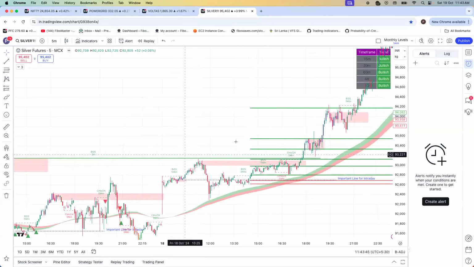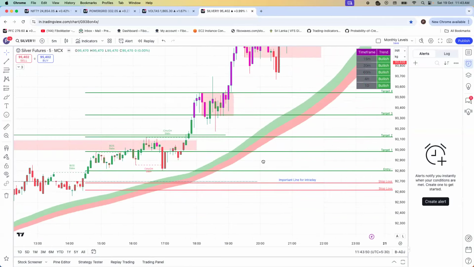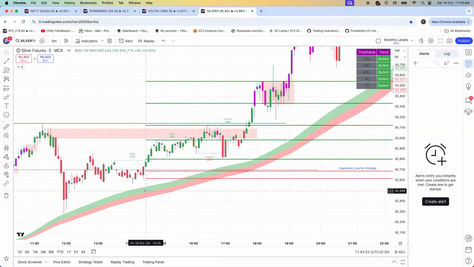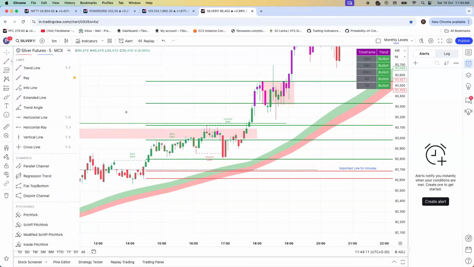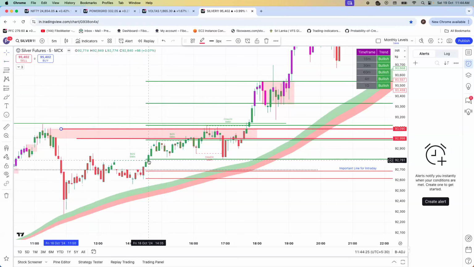Okay, it started from here. The entry was given at this particular area. The cloud is green, correct? Yeah. Cloud is green. The red is on the bottom. That means that entry is given here. So we have a first target, because we have a rejection point on this particular order block. So even though my target is here, I can expect a first target here. So when it crosses this particular level, and if it sustains, I have other levels. I have other targets. So from here, I draw this target.